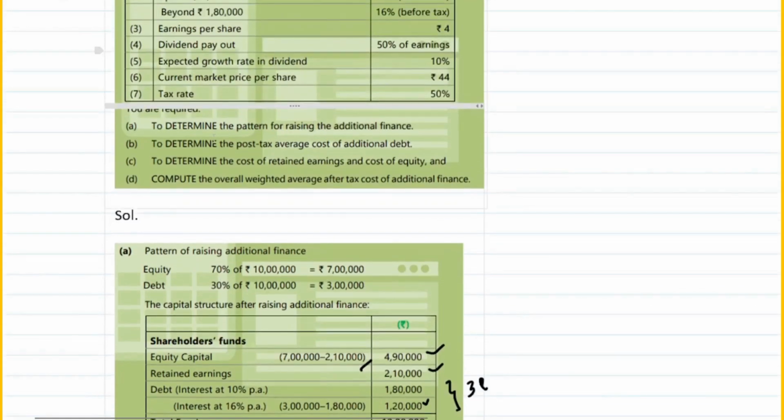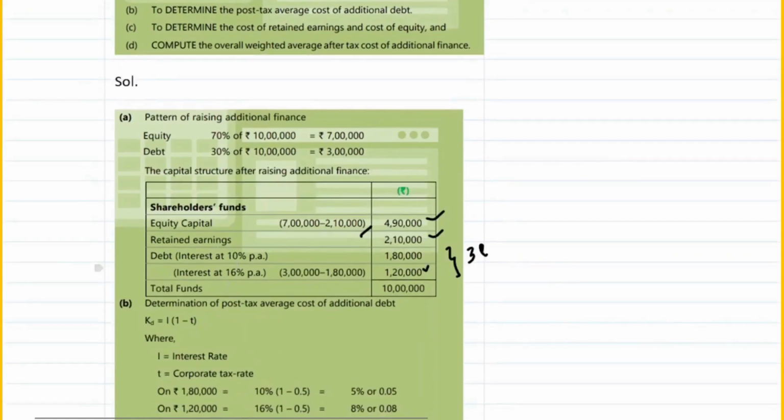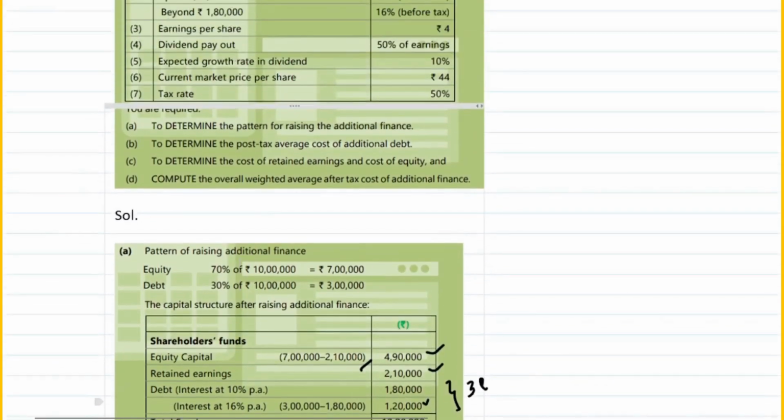Second, what is the question? To determine the post-tax average cost of additional debt, which means what is the KD formula? KD formula is generally interest into 1 minus tax. That is my formula. And they've asked the same question post tax. So what happens?